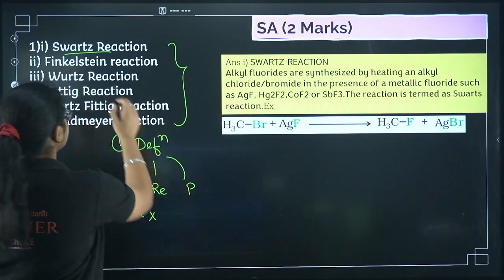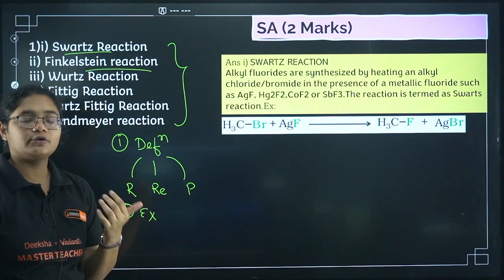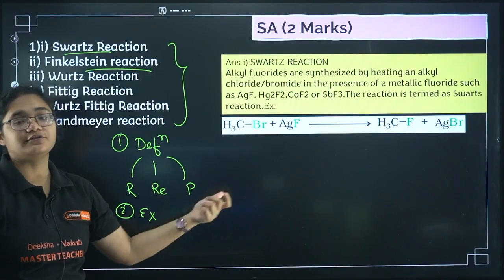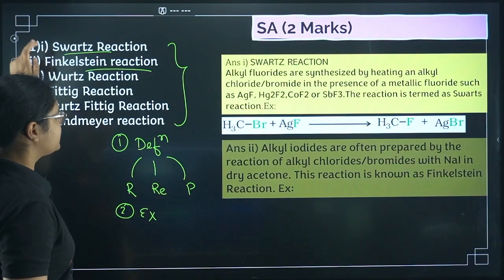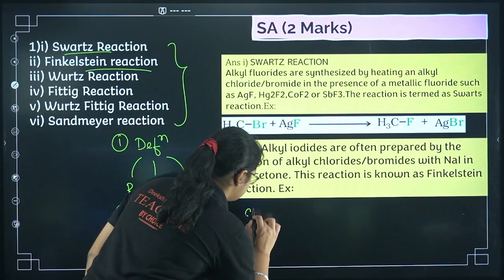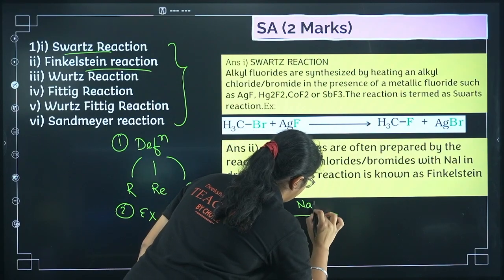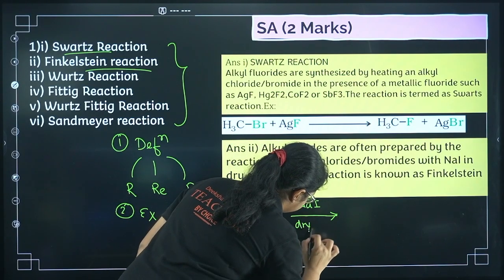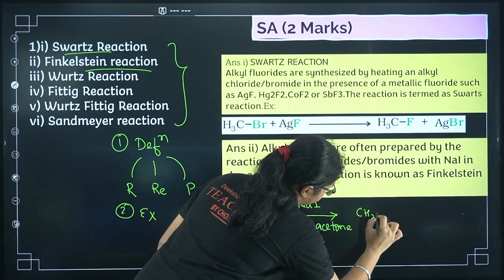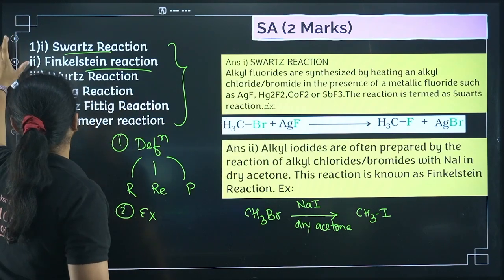Next, we'll talk about Finkelstein reaction. Let us follow this method. Again, alkyl chlorides or bromides are converted to alkyl iodides in presence of NaI and dry acetone. So that is my Finkelstein reaction. You also have to write the reaction here. I can write like this: CH3Br in presence of NaI and dry acetone gives CH3I.